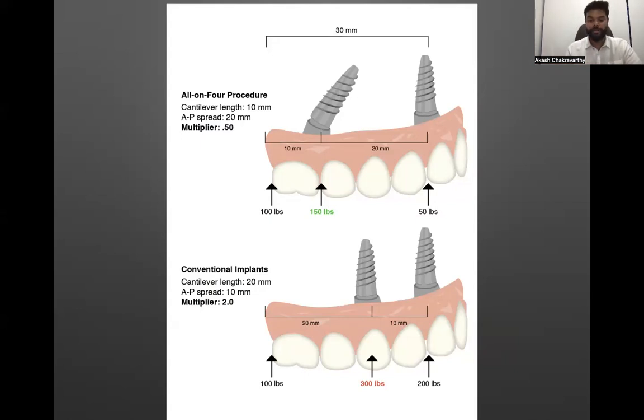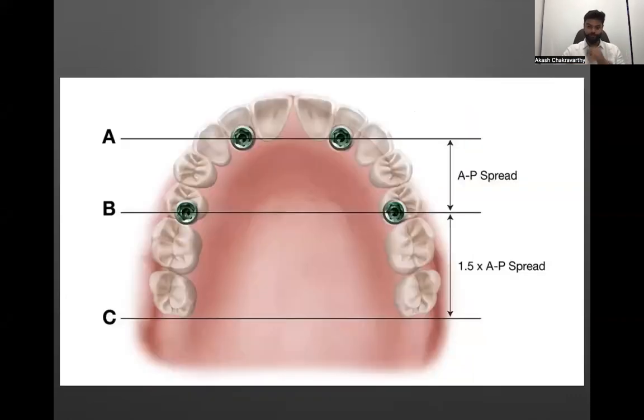If you see in the second image, if I'm placing two straight implants, the cantilever is much higher, rather than if I'm placing a tilted implant, where the cantilever is much lesser. So the goal is always to reduce the cantilever, but a tilted implant is much more capable of taking a cantilever. I will be explaining it to you in the future slides.